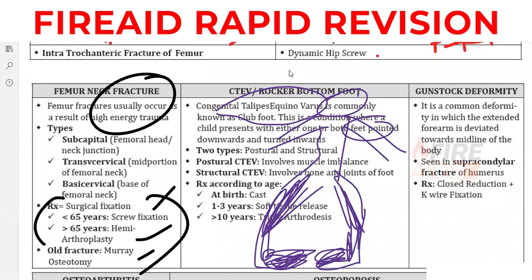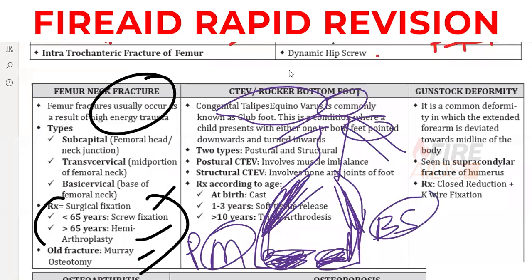So this is called rocker bottom foot. This could be postural, this could be structural. Postural means there is going to be a muscle imbalance. Structural means bones and joints are affected. So muscle or bones can be affected. When muscle is affected, it is postural. When joints or bones are affected, it is structural. So PM and BS: postural is muscle, structural is bone.